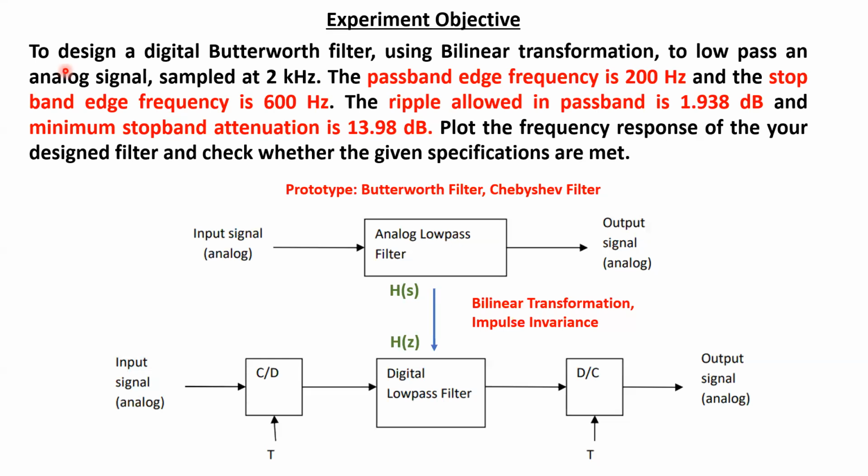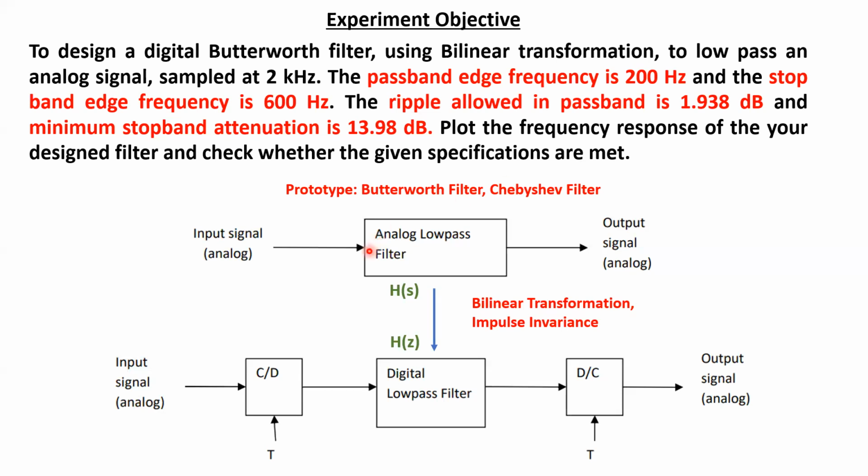So here is the statement of the problem. We have to design a digital Butterworth filter, using a bilinear transformation, to low pass an analog signal sampled at 2 kilohertz. The passband edge frequency is 200 hertz and the stop band edge frequency is 600 hertz. The ripple allowed in the passband is about 1.39938 decibel, and the minimum stop band attenuation is 13.98 dB. We also have to get the frequency response of this particular filter, and we have to see whether we are able to meet the specification of the filter or not.